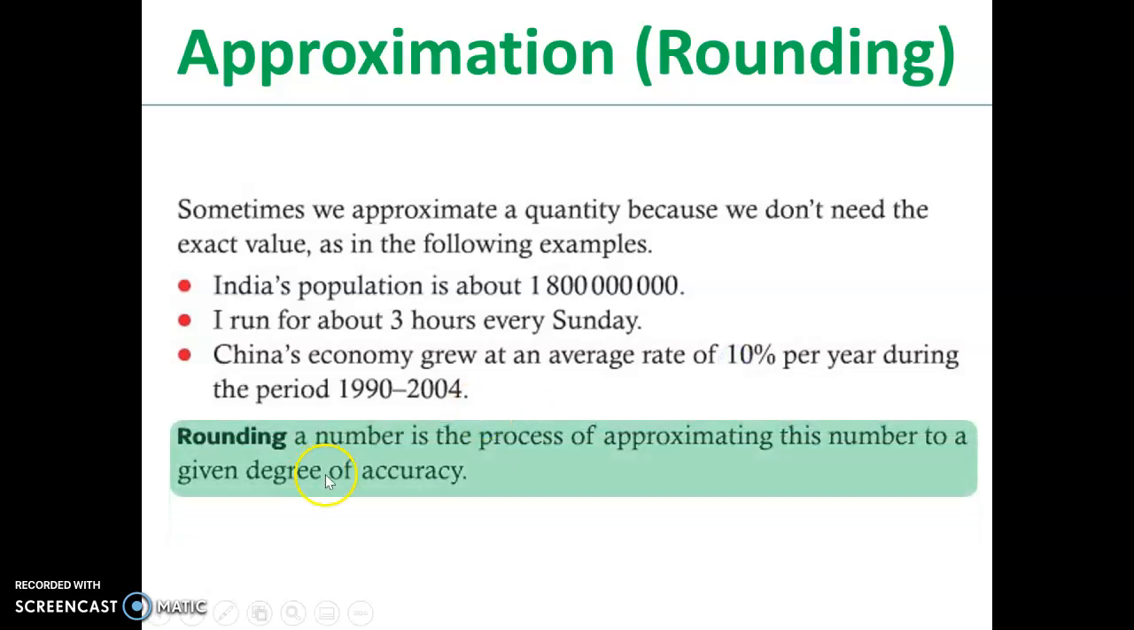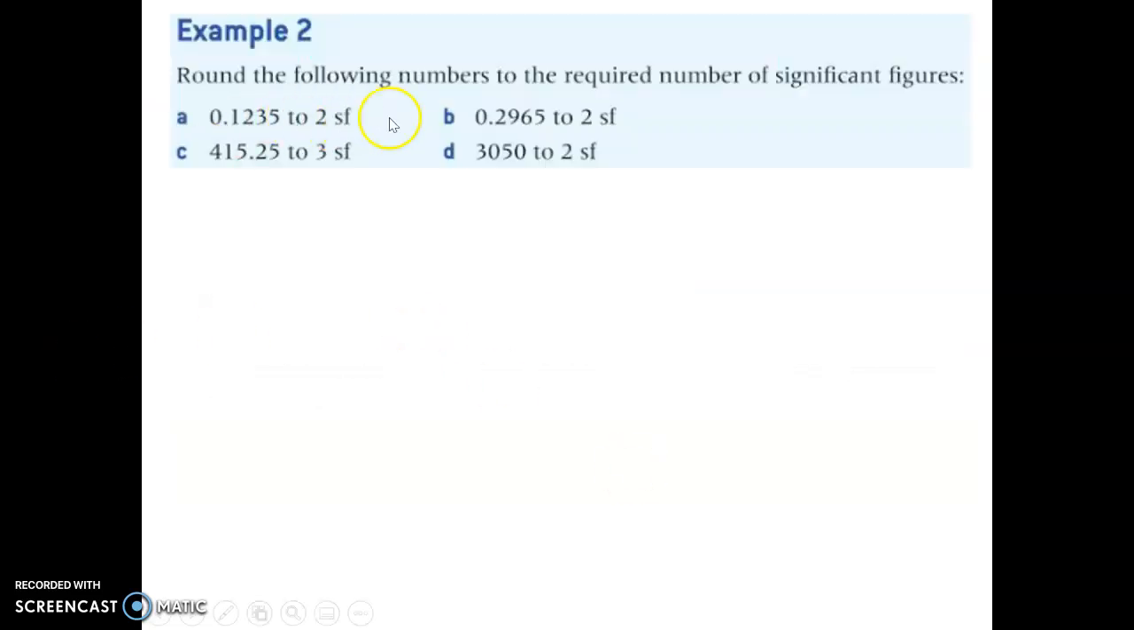So now rounding. Rounding a number is the process of approximating this number to a given degree of accuracy. Again, we might have something that's very precise to many decimal places, but maybe we don't need it to be so precise. So we round, and we limit and approximate the number as a result. All right, so try this. Try to round all these numbers to the number of significant figures that are given. So we have a number that here is given in high precision, but we want to lower the precision a little bit. We want to round it to 2 significant figures. What will this be when you round it like that?